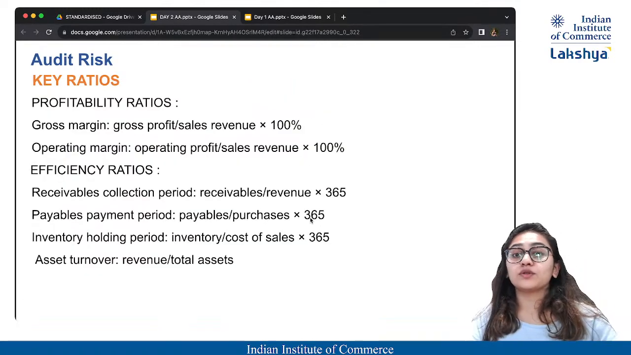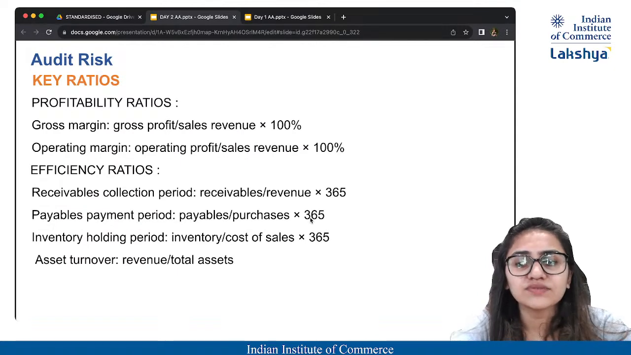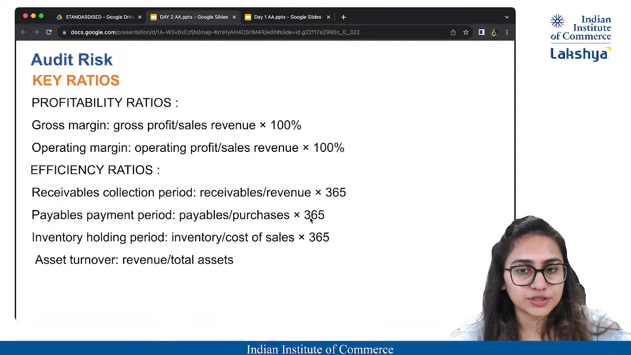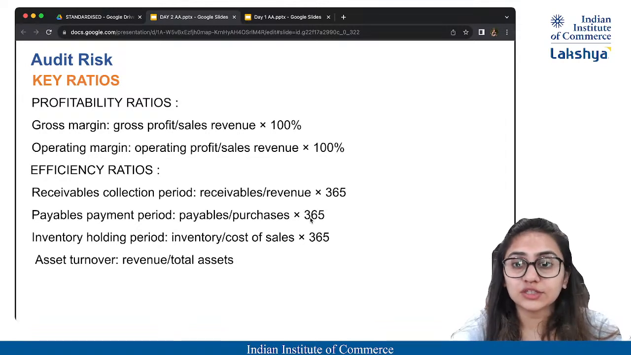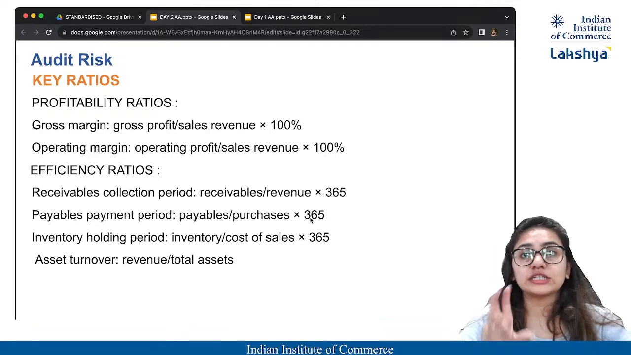Then about the ratios. Now ratios is a very important topic in audit and assurance, and in any subject that you study in ACCA there are ratios. Okay, so what are the different types of ratios that you will come across in AA? Profitability ratios, finding your profit.